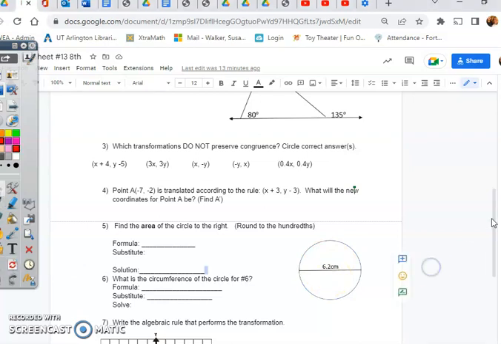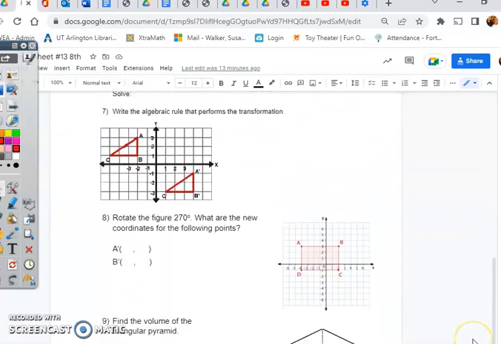Okay, number 7. Write the algebraic rule that performs the transformation. Okay. Hopefully you know this is a slide. Okay. So it's going to be x plus or minus something and y plus or minus something. You have to choose the plus or minus. Don't put both.